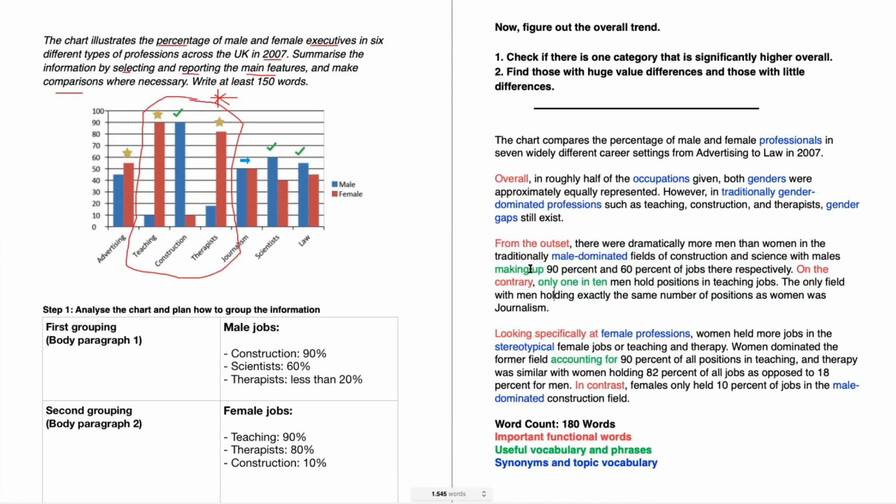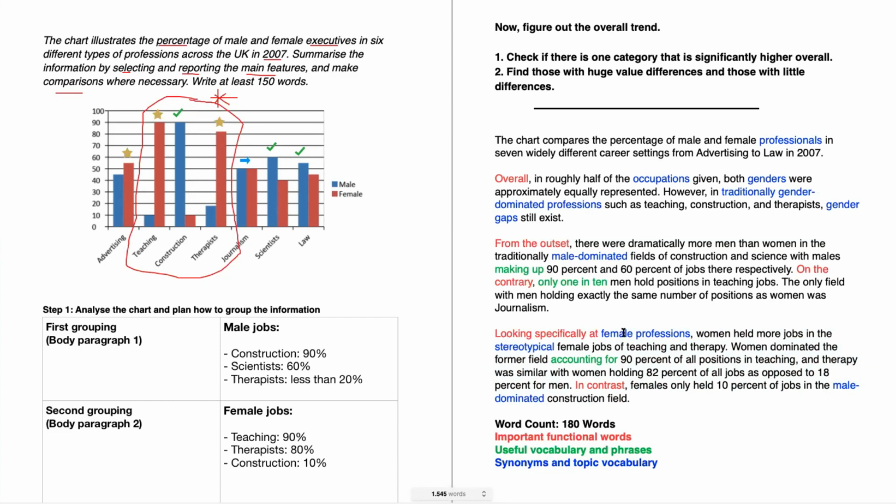Now we've got making up as a great phrasal verb, and the fact that we see respectively shows 90% for construction and 60% for scientists. On the contrary, which is a great functional word to talk about a contradiction, only 1 in 10 men hold positions in teaching jobs. The only field with men holding exactly the same number of positions as women was journalism, which we looked at in our preparation step. Now we've got our last paragraph here. Again, we've got looking specifically at, which is a great functional word to look at detail.